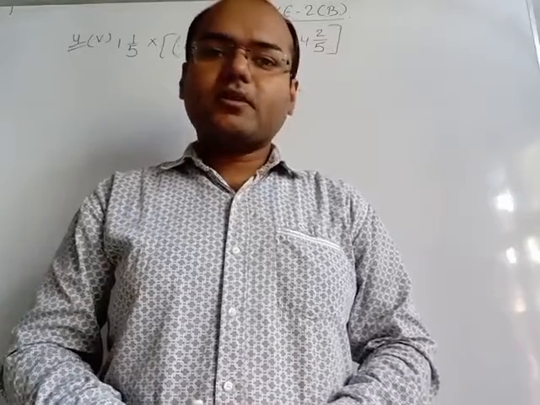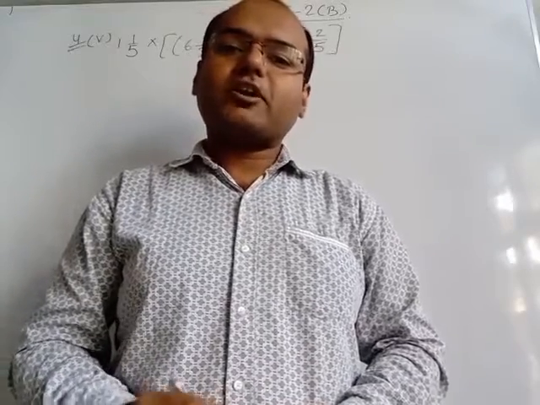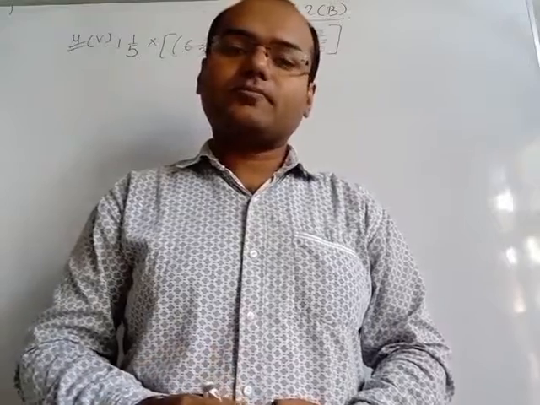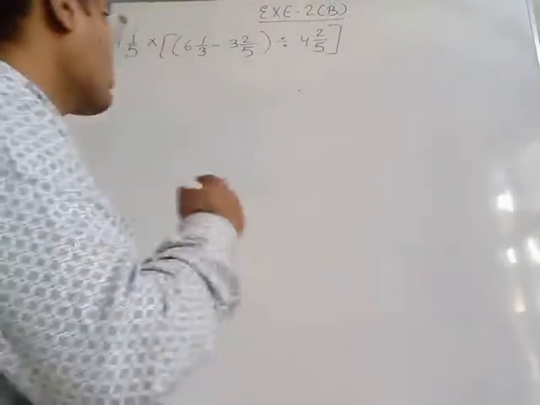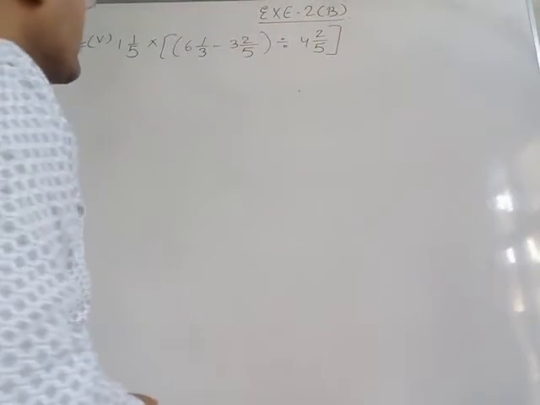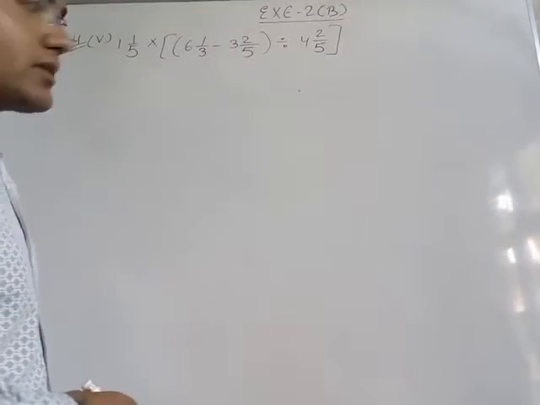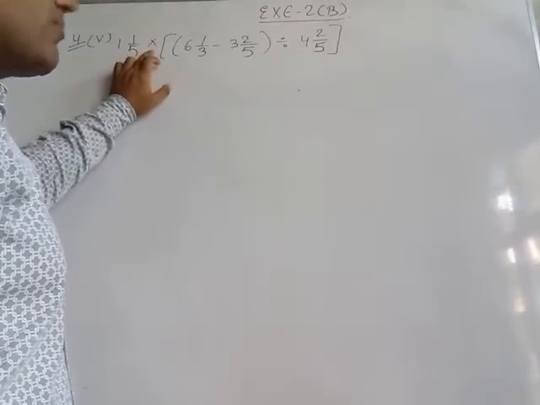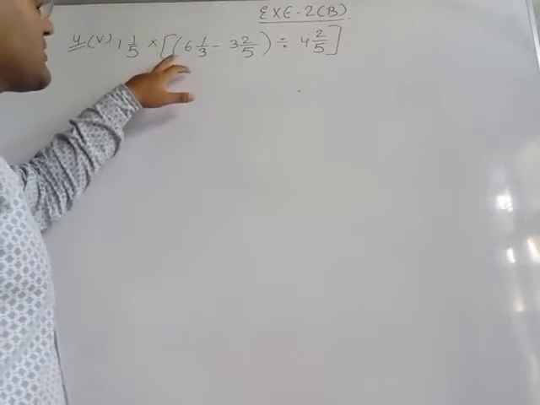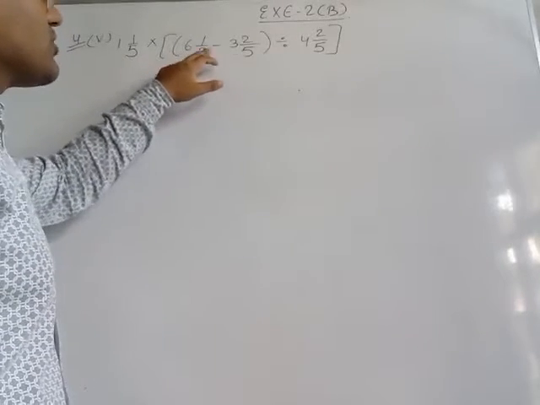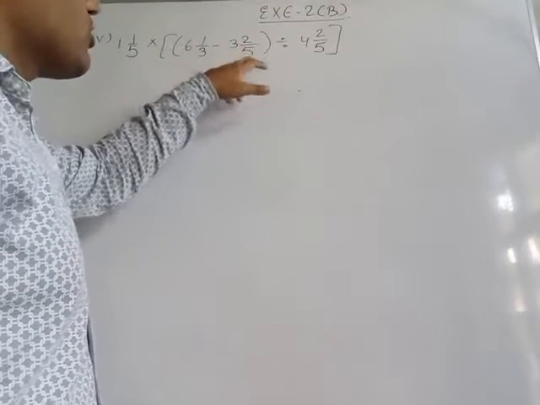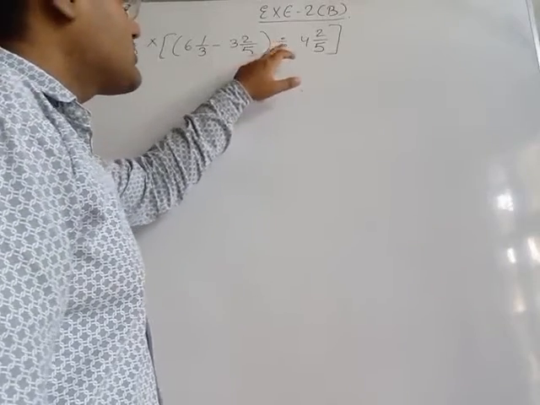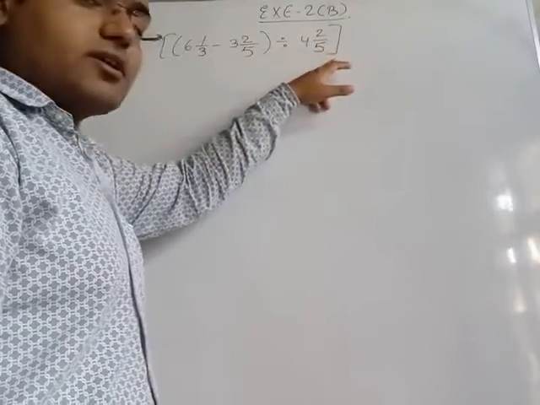Hello students, today in this video I will explain the remaining questions of exercise 2. All of you see question number 4, part number 5. This is the question: 1 whole 1 upon 5 multiply big bracket, then small bracket 6 whole 1 upon 3 minus 3 whole 2 upon 5, bracket close, divided by 4 whole 2 upon 5, big bracket.